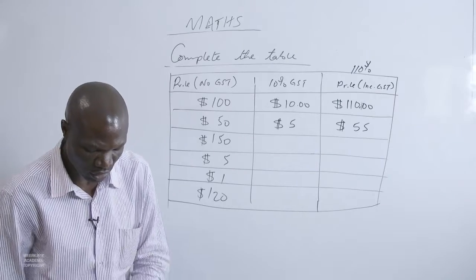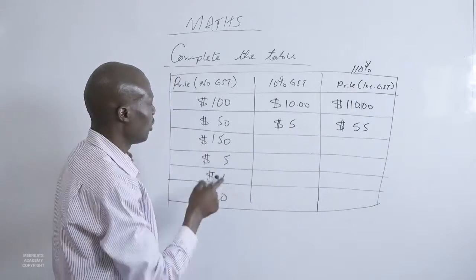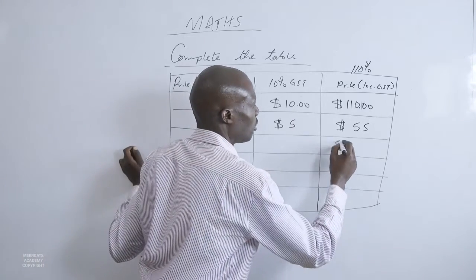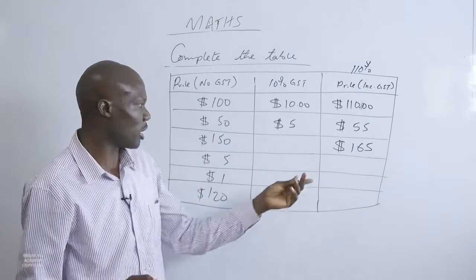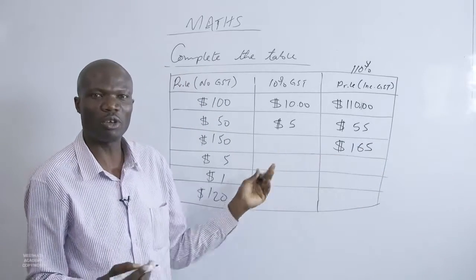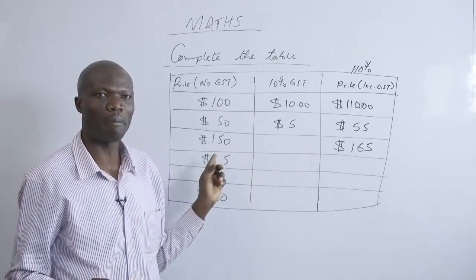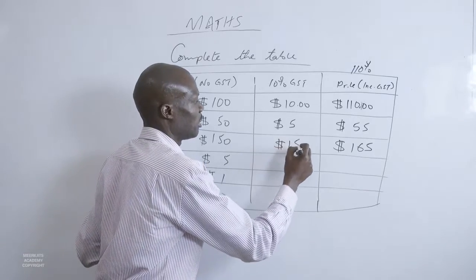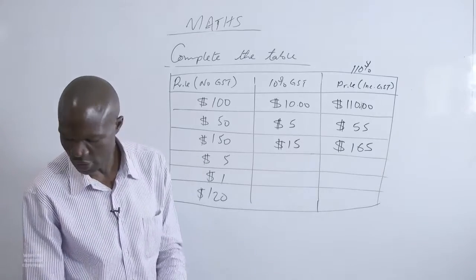Using our calculator, you find that 110% of 150 is equivalent to $165. So you can now subtract and find what the 10% was equivalent to. 165 minus 150 gives us $15. So that is how you'll fill the rest.